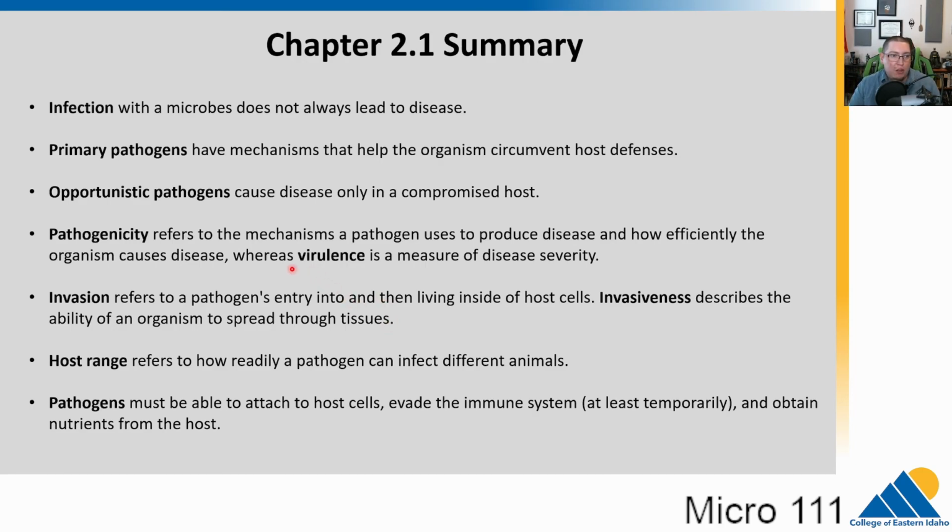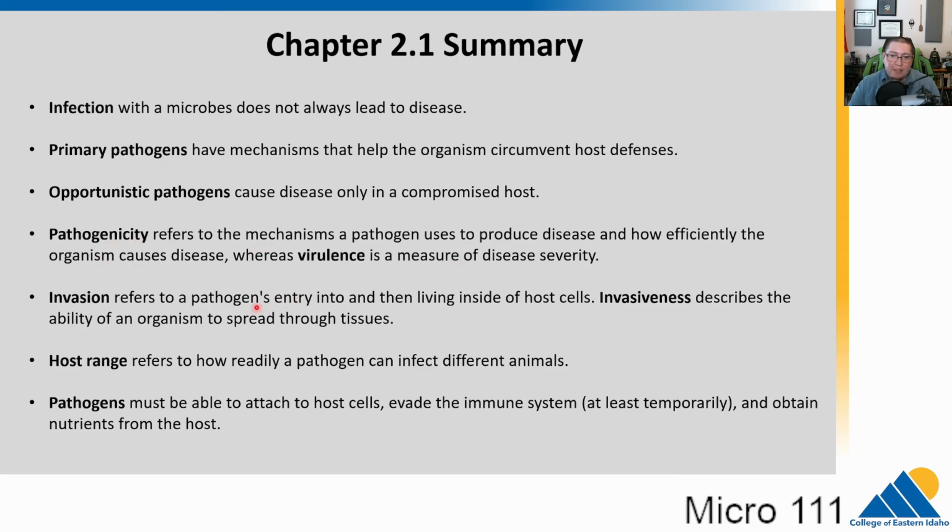Okay, that's a lot of terminology, but it's really critical to get that down because it's how we describe microbes. So, infection with a microbe doesn't always lead to disease. That's a really critical thing, right? We have pathogens. Those are disease-causing microbes. Primary pathogens, those are the bad ones, most likely to cause disease in healthy individuals. Opportunistic pathogens are likely to cause disease in immune-compromised hosts. Pathogenicity refers to mechanisms a pathogen uses to produce disease, and we can measure that, talk about how efficiently it can do that. Things like virulence, how severe the disease it causes is.